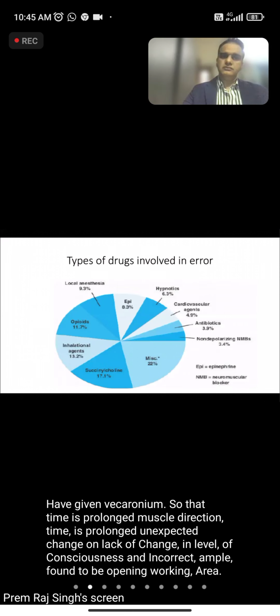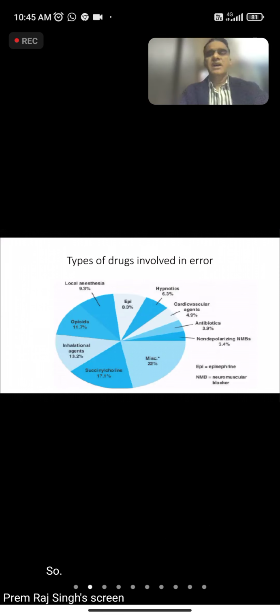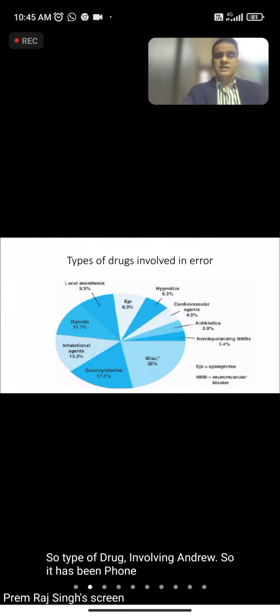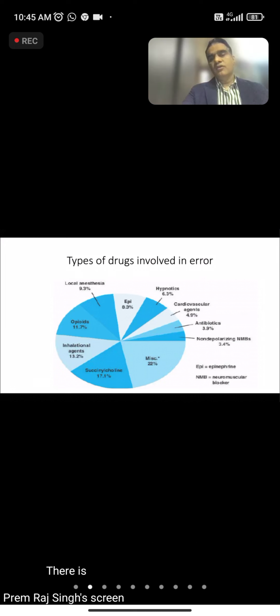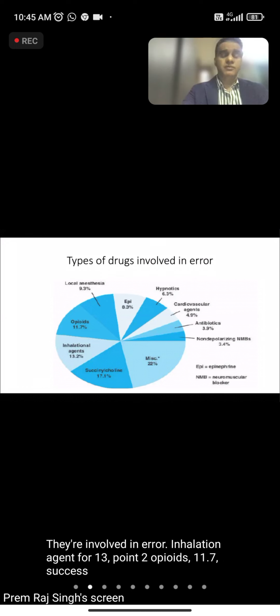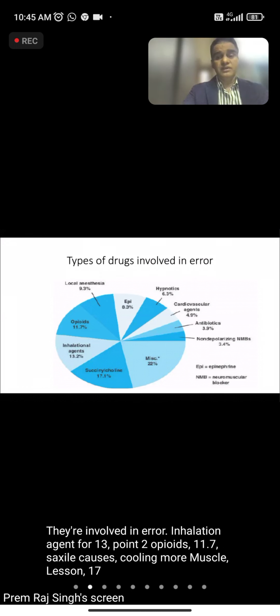Now the type of drug involved in errors. It has been found that local anesthetics, around 9.3%, are involved in errors. Inhalation agents 13.2%, opioids 11.7%, succinylcholine and muscle relaxants 17.1%, and miscellaneous is 22%.